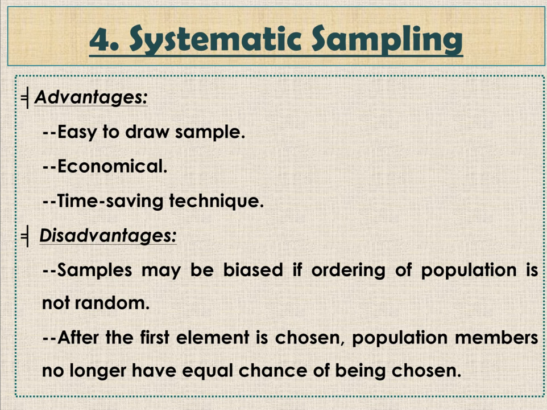Advantages of systematic sampling: easy to draw sample. It is an economical and time-saving technique. Disadvantages: samples may be biased if ordering of population is not random. And after the first element is chosen, the population members no longer have equal chance of being chosen.